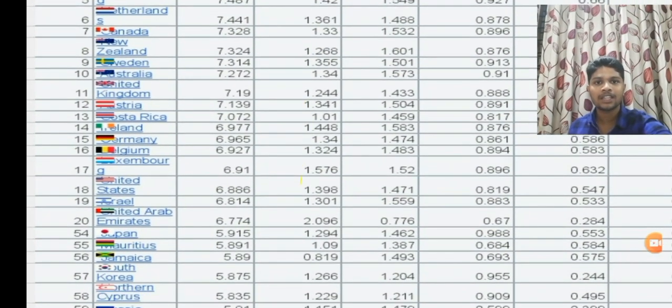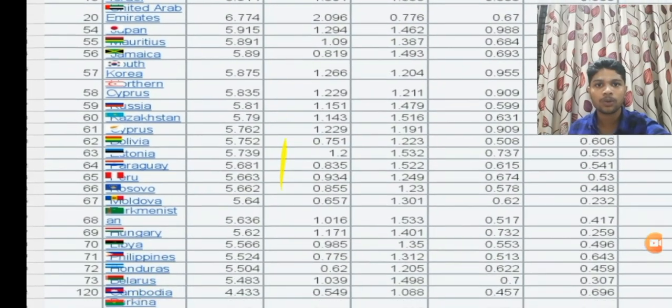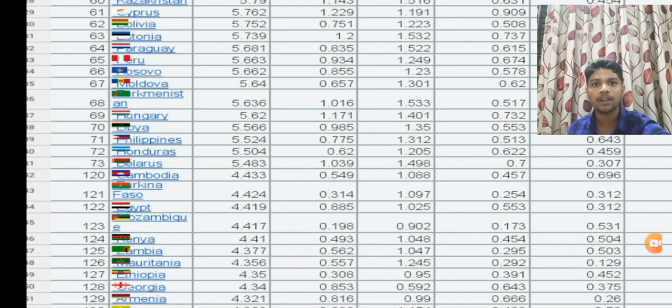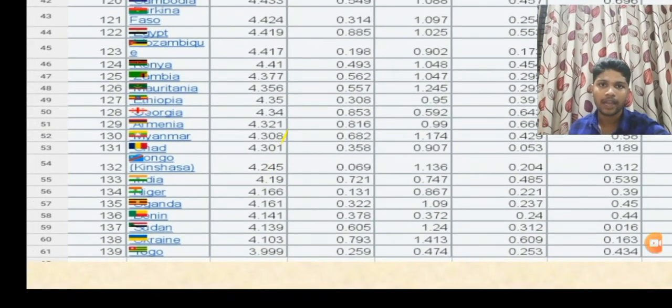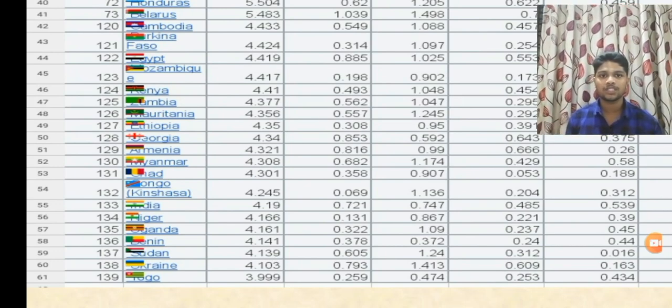And when we take a look at this, I have taken the top 20 countries, then the countries which are ranked from 54 to 73, then again 120 to 139. And look where our country India is. India is at the 133rd position.